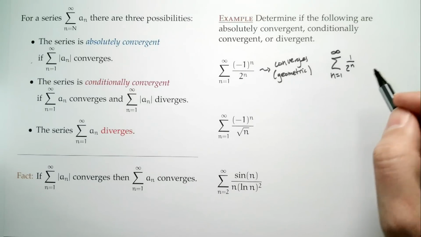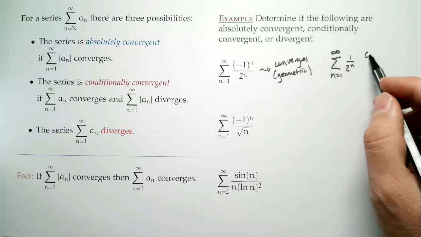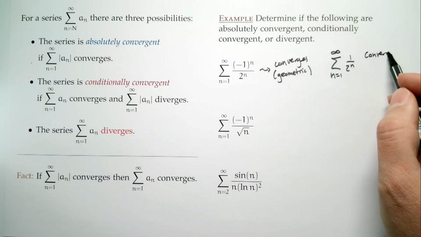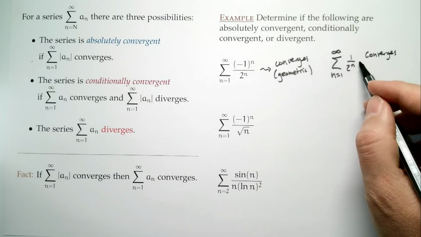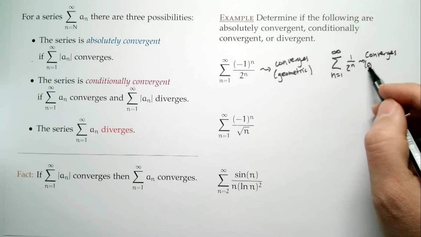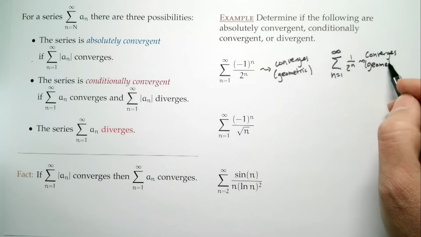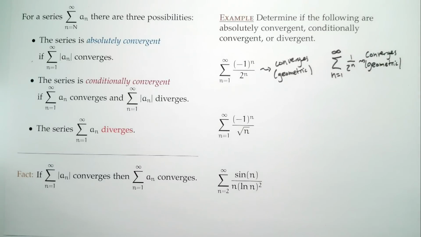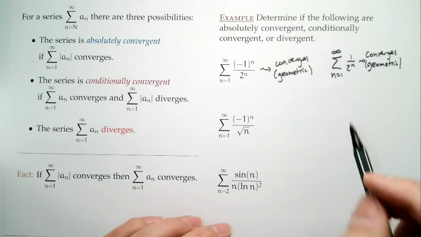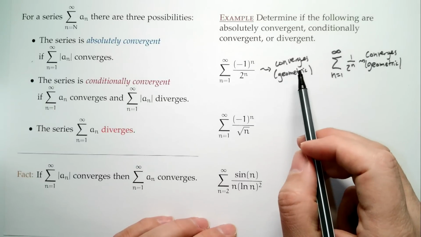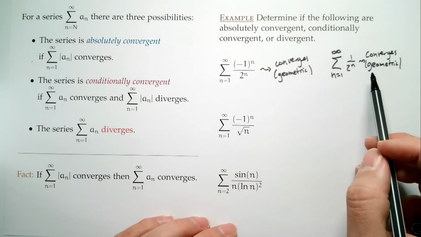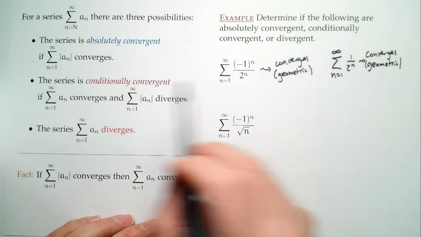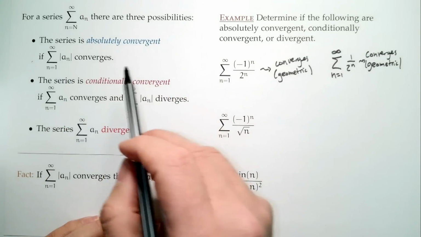Now, does this converge? Well, this also converges. And why does that converge? Well, again, same reason. It's geometric. And in this case, what we multiply by every time is multiplying by half. So both the original sum and the absolute value of the sum converge. So that puts us into our first category.